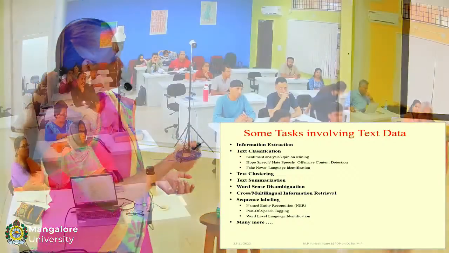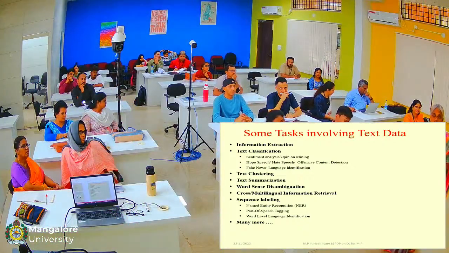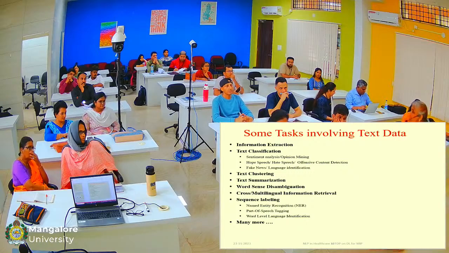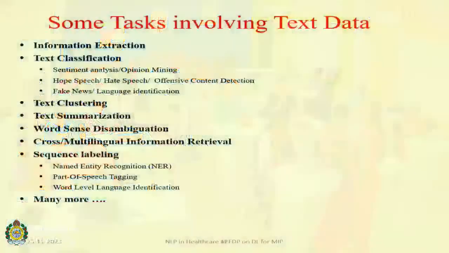Then cross-lingual or multilingual information retrieval I mentioned. In multilingual information retrieval, I would like to give the query in Kannada, and I want the documents in Kannada and also English, right? Or I'll give it in some other language. In general, I want to give it in the source language, and I want the documents in the target language. So, multilingual information retrieval.